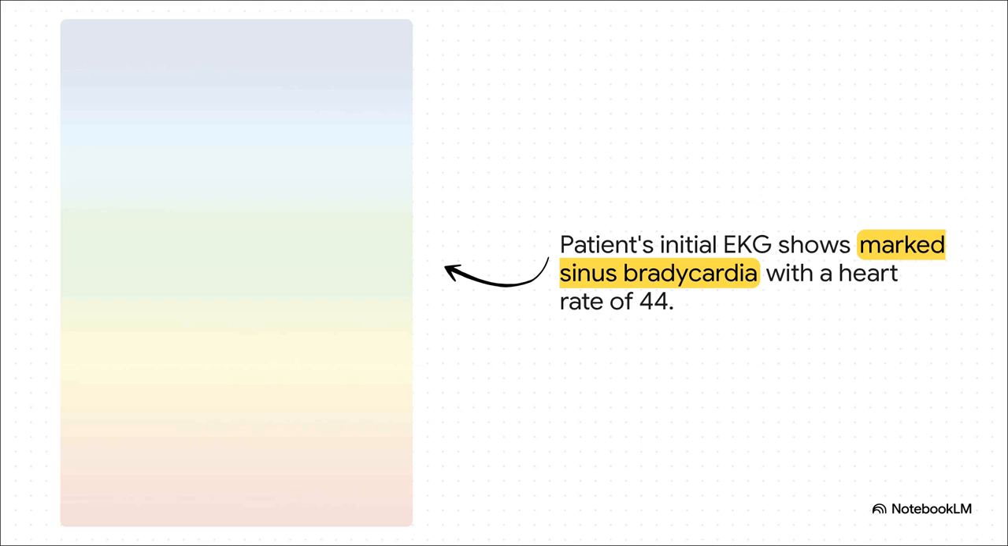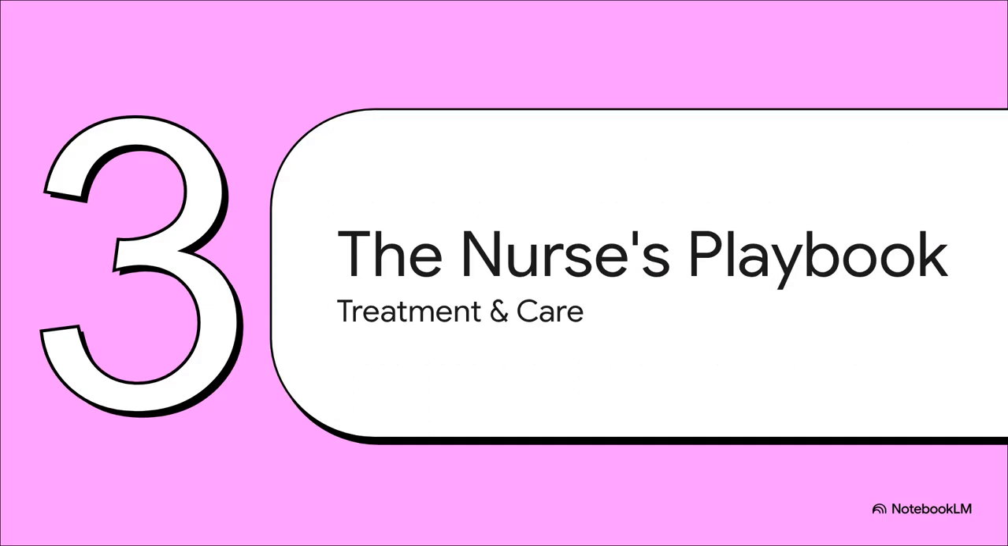Just look at that rate, a really significant sinus bradycardia at only 44 beats per minute. That isn't just a number on a chart. That is a heart that is physically struggling because of the slow effect of severe untreated hypothyroidism. Okay, so we've cracked the case, we have our diagnosis, now what?